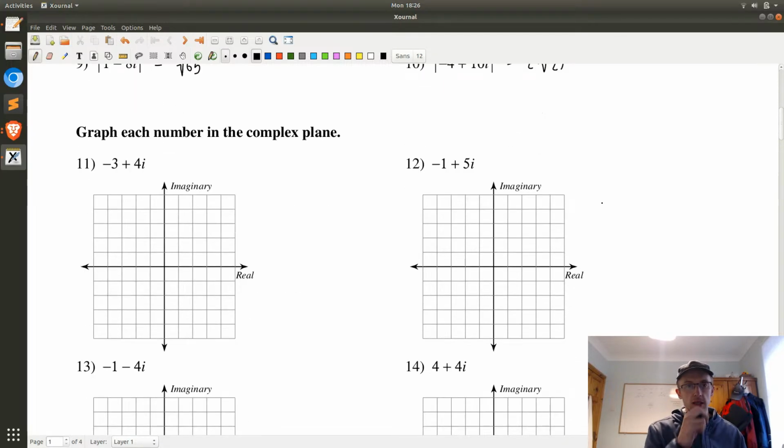And now we must graph each number in the complex plane. -3 add 4i. So we go -3 along the real axis and +4 along the imaginary axis. And there you have it. That's the complex number in the complex plane. Otherwise, and this is sometimes called an Argand diagram, after some French mathematician who I will learn the name of. Actually, why not learn the name of him now?